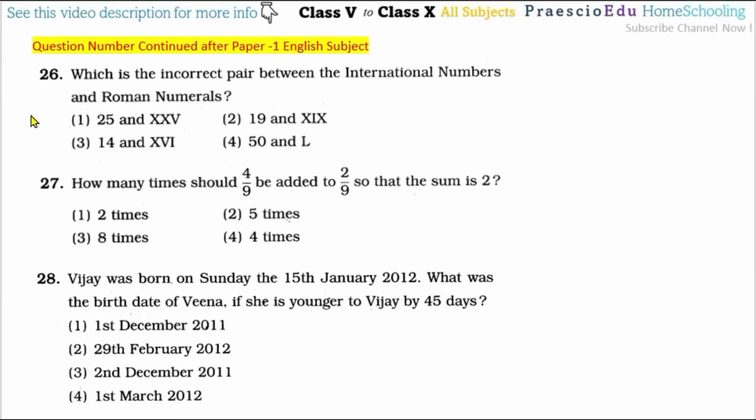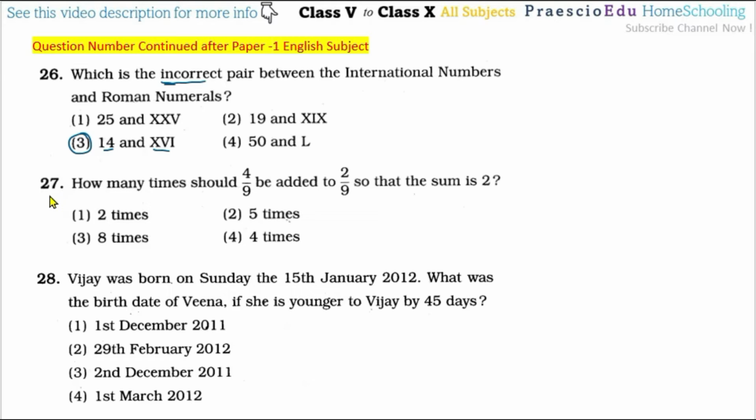Now question number 26, which is the incorrect pair between the international numbers and Roman numeral. So here we have to find out the incorrect pair. Here 14 and here 16 in Roman numerals, but I should be on the left of the V, as required. So option number 3 is the correct one.